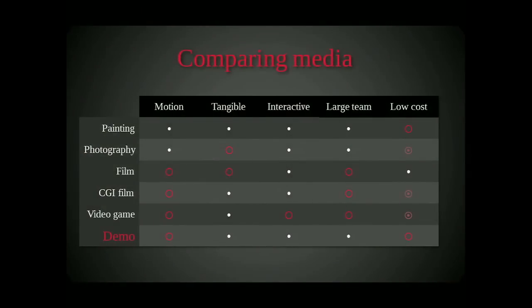So where do we end up within this comparison? Well, demo obviously is about motion. We have motion, so like I said, maybe we should do something about it. It's completely virtual, it's interactive, and we have very small teams. Usually, I mean, I know some groups have a lot of musicians. And an important thing, it's low cost. I mean, all you need to do a demo is maybe a computer and a couple of pieces of equipment, but it's usually low cost. So what can we do about this?